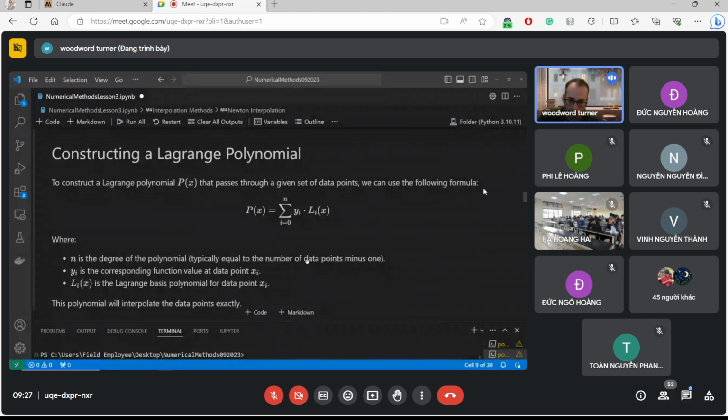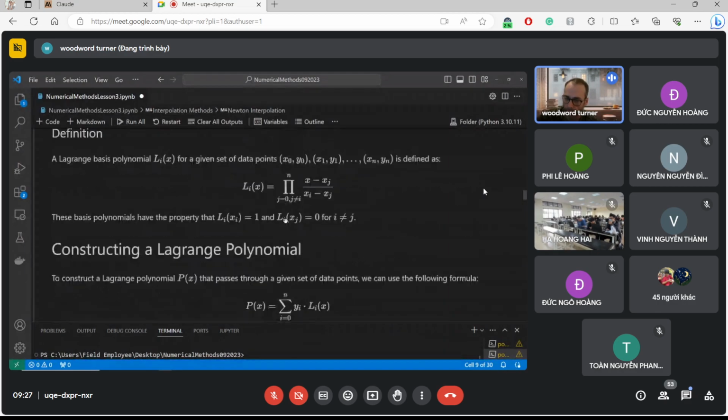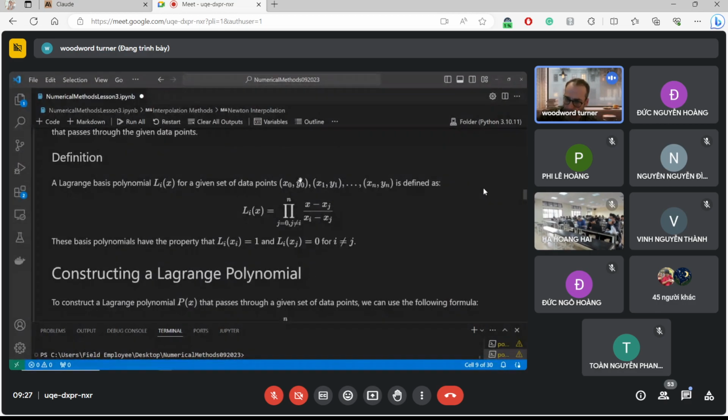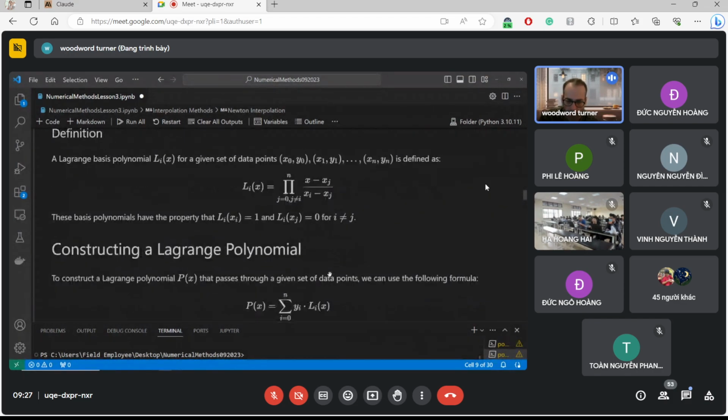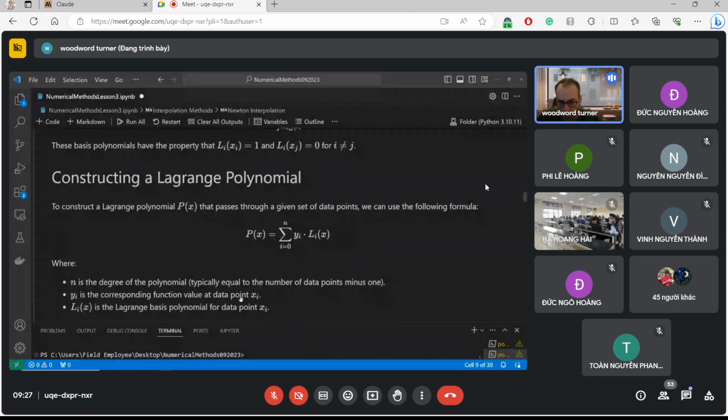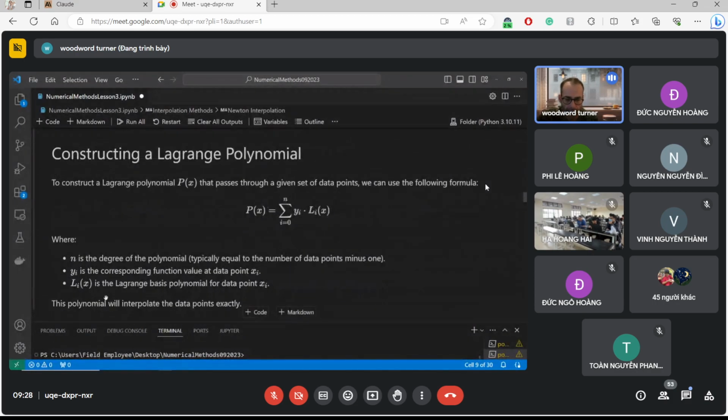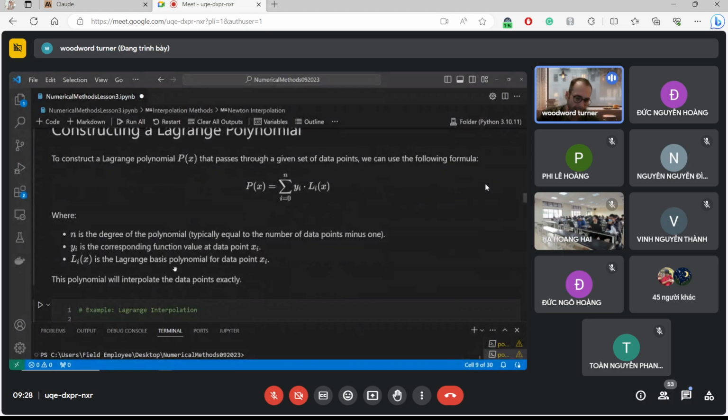And why is the function value at the point xi? So if those are ordered pairs, as we saw up here, you can remember from algebra, y is equal to f of x. So this could be x0, f of x0, x1, f of x1, all the way to xn, f of xn. So that's what I mean by the function value at the data point x. And then L_i, as we saw, is the ith Lagrange basis polynomial for xi. So this will interpolate the data points themselves exactly.